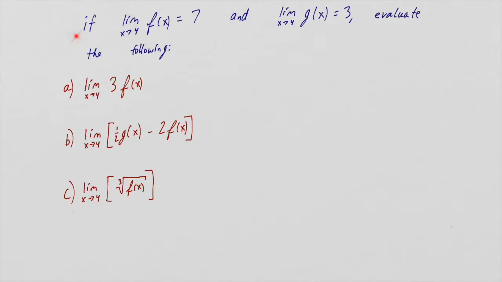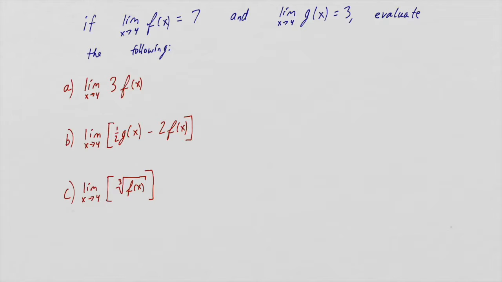So we're going to take a look at these examples here. If the limit as x approaches 4 of f of x equals 7 and the limit as x approaches 4 of g of x equals 3, evaluate the following. So we've got two functions here, f and g, and we know that as we approach 4, f of x goes to 7 and g of x goes to 3.